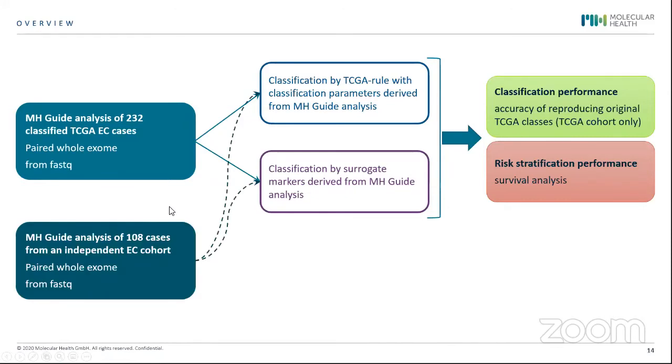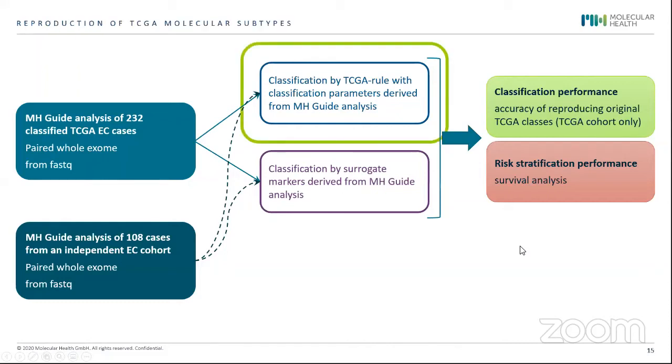And we had an additional cohort of endometrial cancer cases from the University of Greifswald, also paired whole exome, also analyzed from FastQ. They were FFPE samples, in contrast to the fresh frozen samples from TCGA. And they had comparable follow-up time as the TCGA study. So we have up to 10, 12 years follow-up time for these cases and extensive clinical data, treatment, and even adverse reactions.